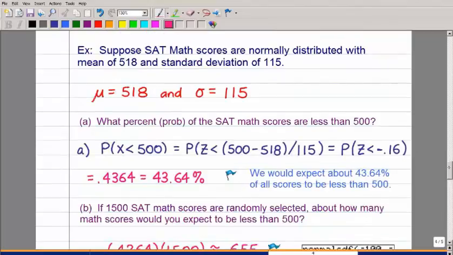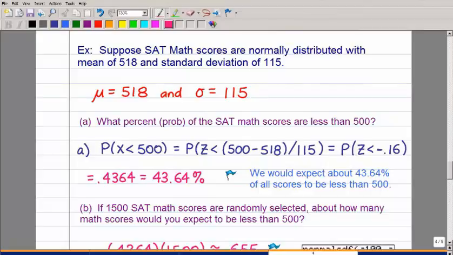The next example, suppose SAT math scores are normally distributed with a mean of 518 and a standard deviation of 115. So I wrote down my mean and standard deviation, and the first question I'll ask is, what percent, and I put parentheses probability, just to let you know. It wouldn't have to say probability in the question, but you've seen me do problems where I've written the decimal answer, and then wrote what the percentage was after it. So that's the same thing. So if it asks for percent, you just calculate the probability and then convert it to a percentage. It'll be the same idea.